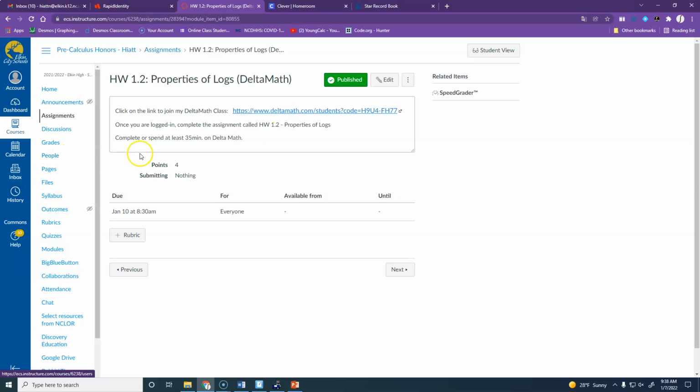So here it says complete this assignment or spend at least 35 minutes. Now, I will say this. I'm not exactly sure how Delta tallies your time. So, if you set the timer and spend 35 minutes, but get up and go to the bathroom for a second and it's paused, like, you're not actually doing anything for a minute, I'm not sure if it's going to give you 35 minutes worth of credit. You might work a little more than 35 minutes, but make sure it's obvious that you have put forth an effort.